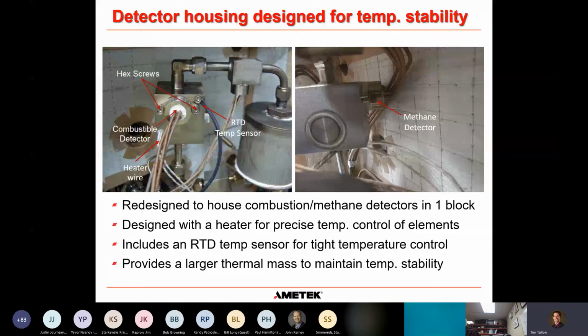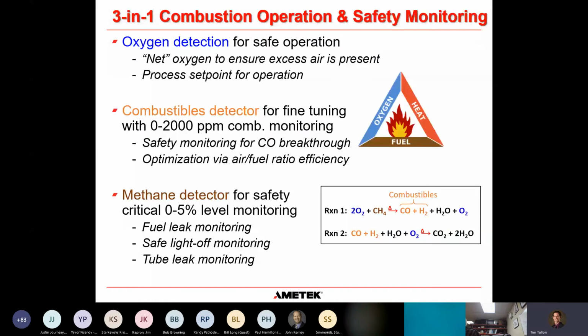So I know we talked about a lot so far, and we're just about done, but one thing I want to highlight is the importance of 3-in-1 combustion operation monitoring. When we talk about the fire triangle and these reactions of combustion, you use the oxygen measurement for safe operation. There's a net oxygen measurement to determine the amount of excess air, or excess oxygen, in the flue gas. And it also provides that process set point for operation.